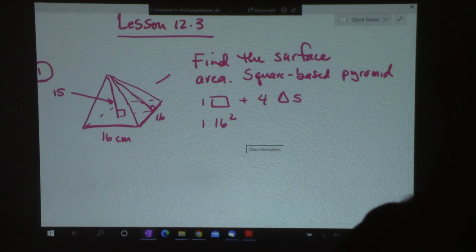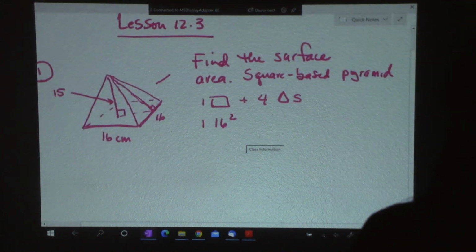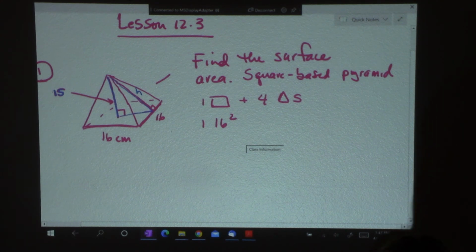Now I want to use a different color and show you what you can see inside and why that's important. So I have 15 here. That represents this interior height there. And then I have a triangle right here that is from the inside and touches the outside. So if I wanted to find my height here on the outside, I can use the Pythagorean theorem.